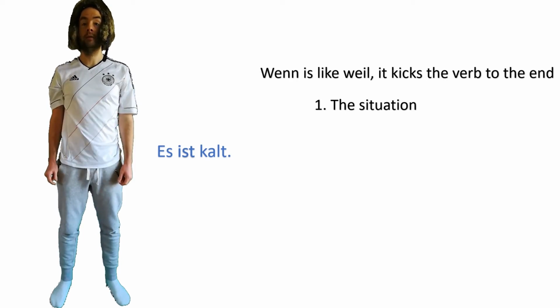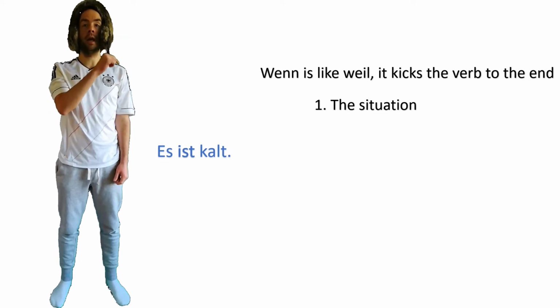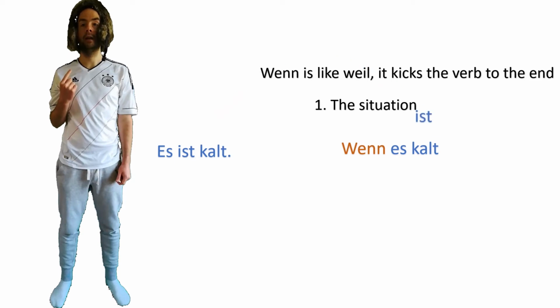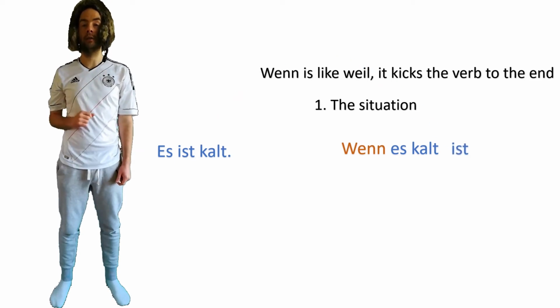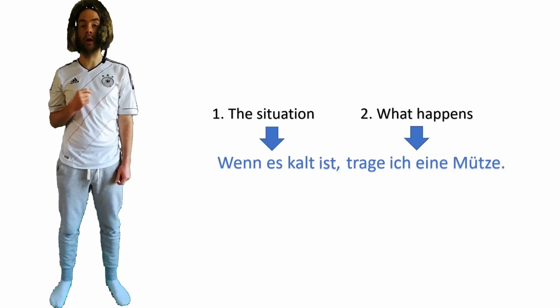So wenn is like weil, because it kicks the verb to the end of the sentence or the clause. So the verb ist, so wenn es kalt ist, so ist goes to the end. And it's very important, don't forget the comma. We're going to see why.